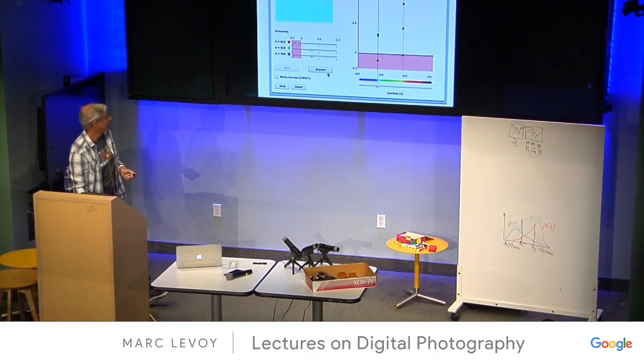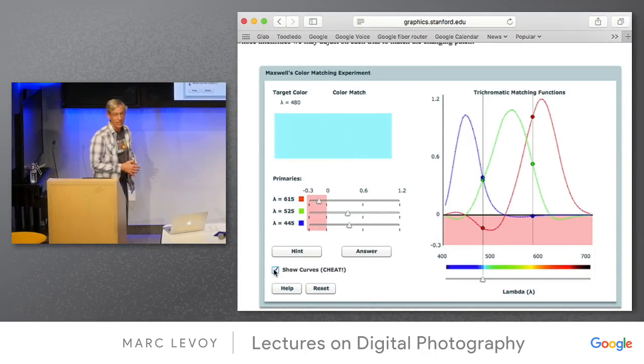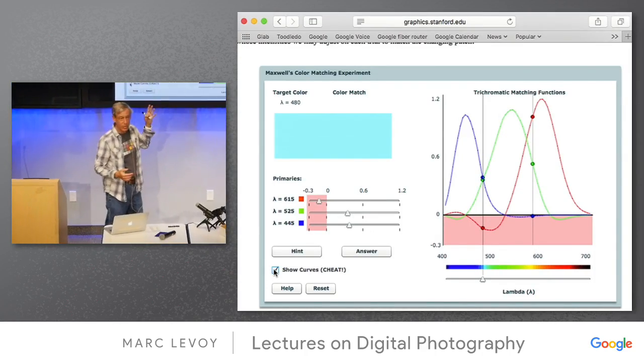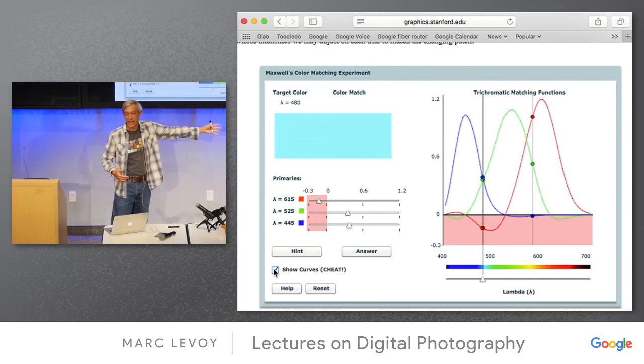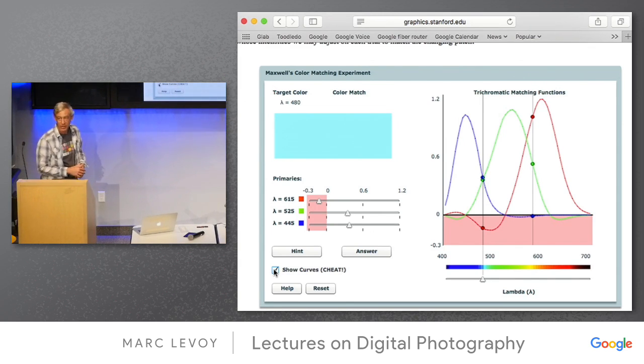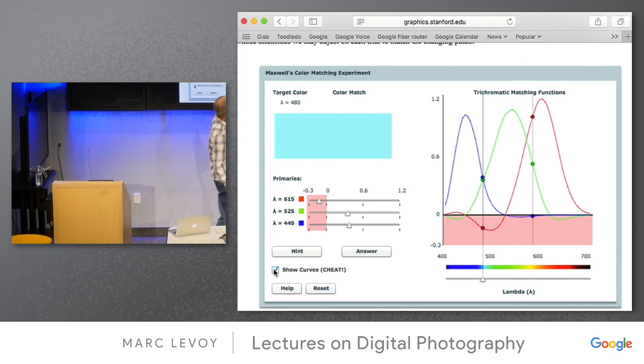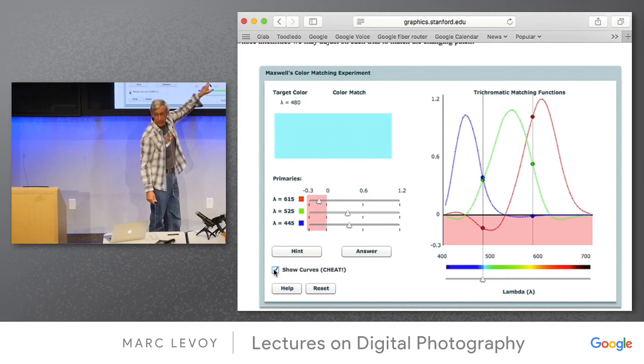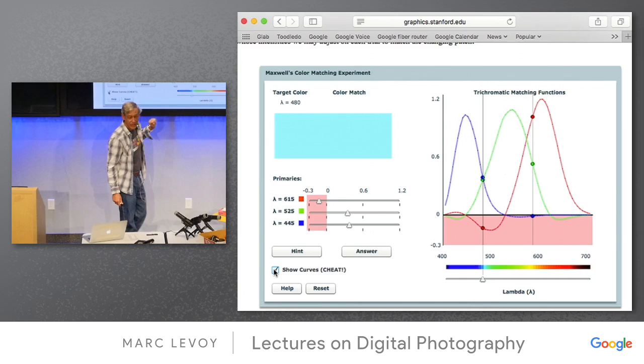using a negative number. And so here are the curves. These are the results of Maxwell's matching experiment. And he came up with curves that look really just like that. It's a remarkable experiment done with very simple apparatus. And notice that it does go negative in some places.